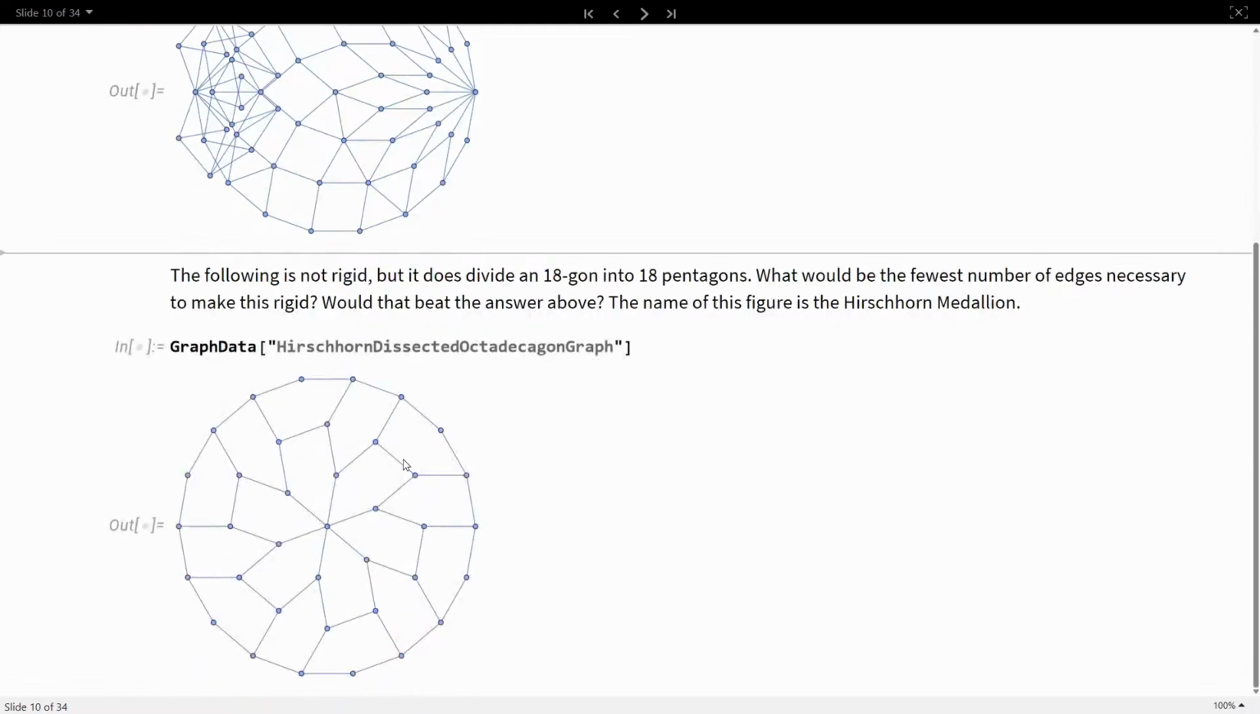But I've often wondered about this shape here. This is called the Hirshhorn medallion, and it's a way of dividing the 18-gon into 18 identical pentagons. Irregular pentagons, but they're still the same shape. So I've wondered for a while, what is the fewest number of struts you could add to this shape to make this rigid?